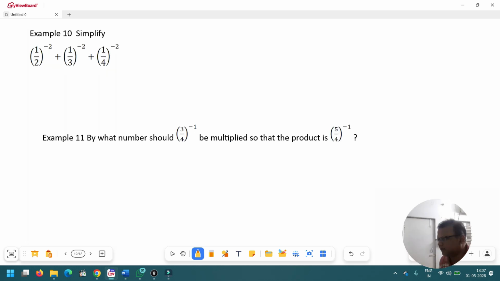Now consider the next example. Simplify this. This is equal to 3 to the power 2 plus 4 to the power 2 equal to 16. Remember this.